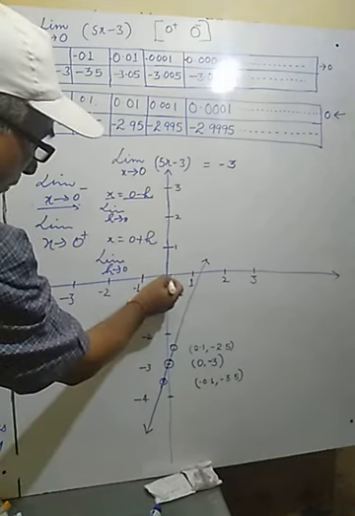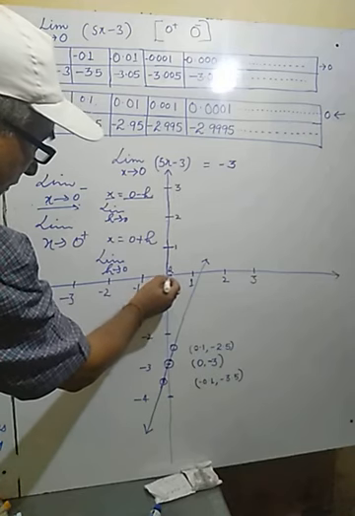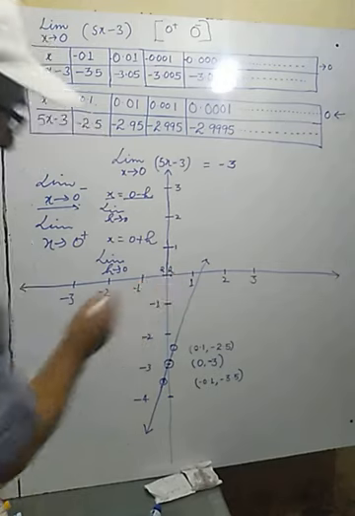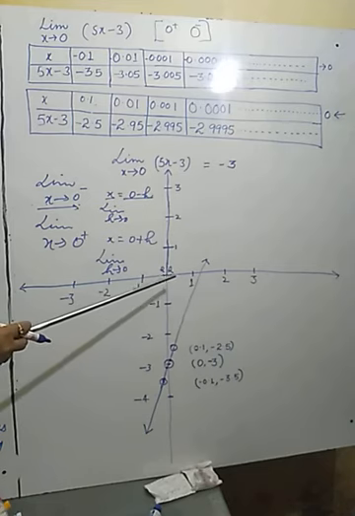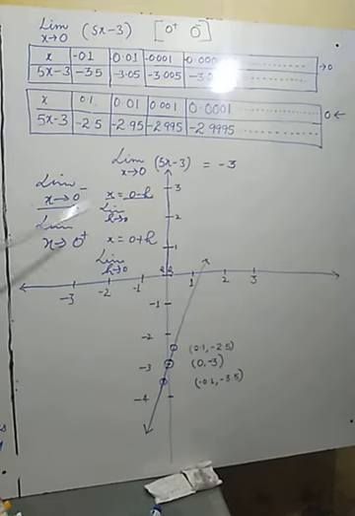See, the distance from this point to this is h. From this to here is also h. So for h less than 0, it is 0 minus h. For h more than 0, it is 0 plus h. Then x extends to 0 will be converted to h extends to 0. Here also, if x extends to 0 plus, this will be limit h extends to 0, and in the place of x we note down 0 plus h in the right hand limit, and in the left hand limit x will be 0 minus h.